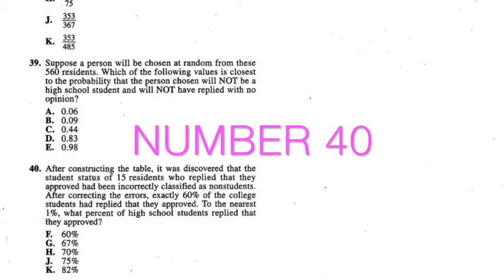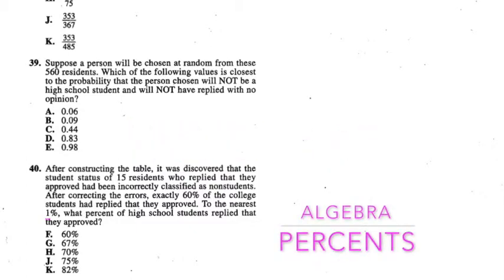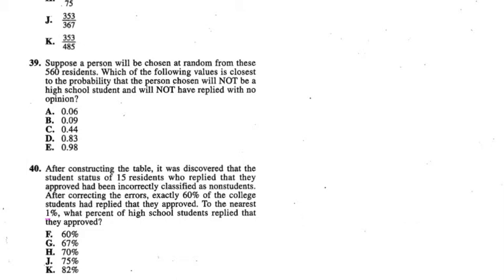Number 40 is an algebra question. We're dealing with percentages. After constructing the table, it was discovered that the student status of 15 residents who replied that they approved had been incorrectly classified as non-students. After correcting the errors, exactly 60% of the college students had replied that they approved. To the nearest 1%, what percent of the high school students replied that they approved?